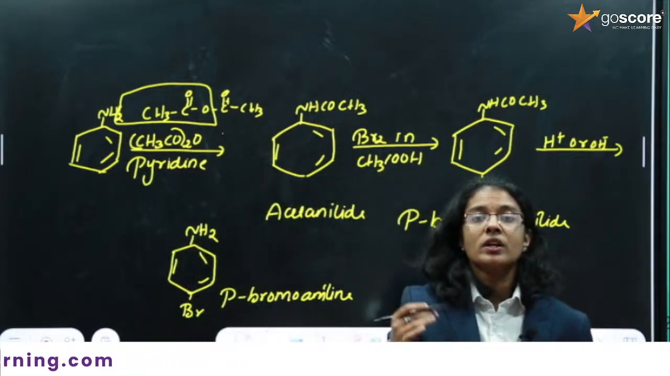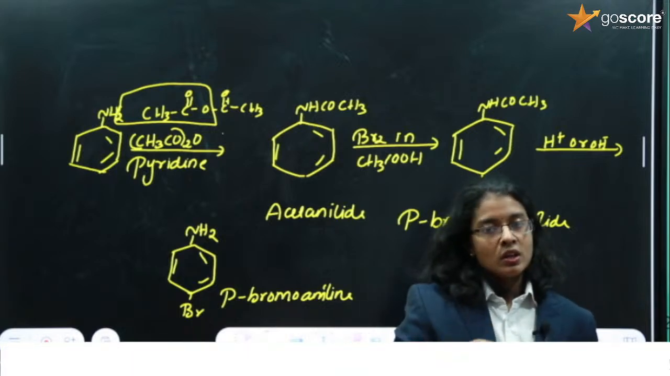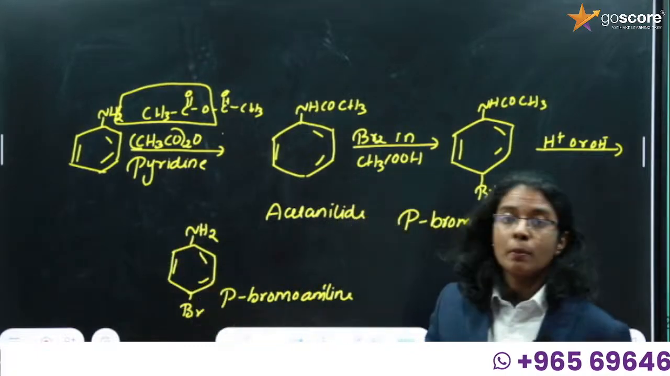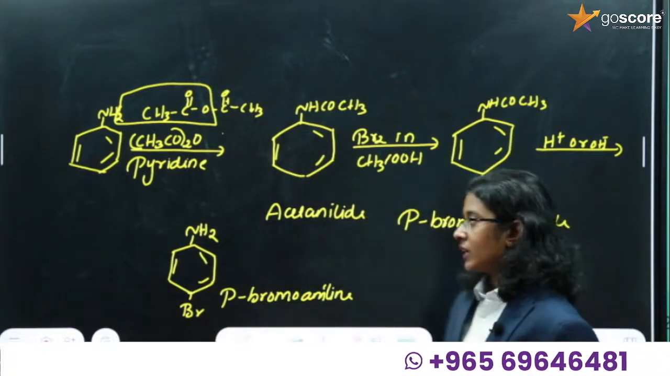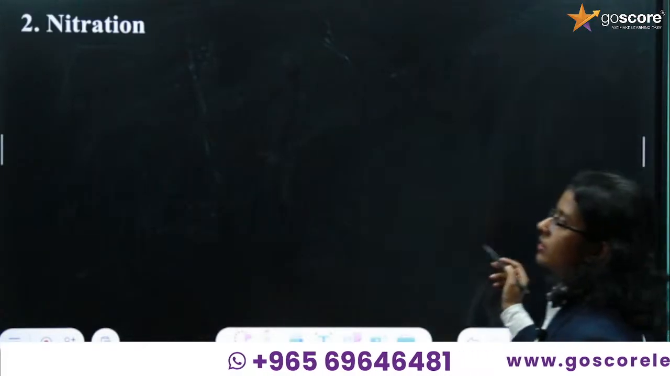bromination. That is, if you are doing direct bromination, you will get 2,4,6 tribromo aniline. If you are adding protecting group, then you will get para bromo aniline. The next one is nitration.